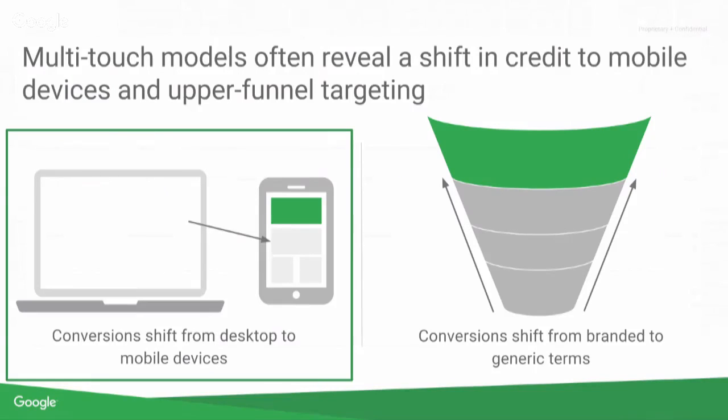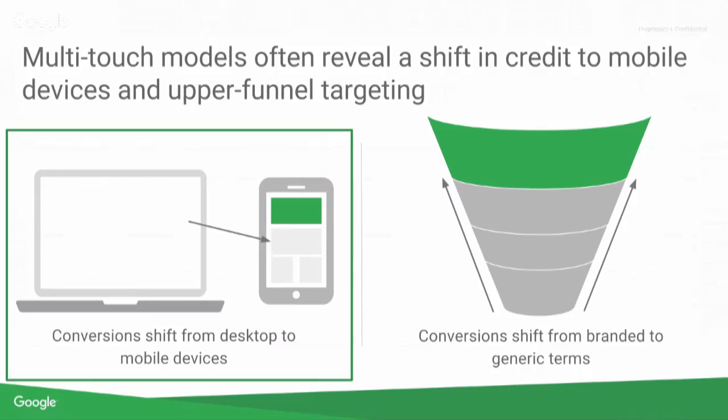And last week, we talked about how you can act on this attribution data. You're going to notice a few things when you switch to a multi-touch attribution model. You're going to notice, one, a shift in conversions to your mobile devices, and two, a shift in conversions to your more generic campaigns. Now, this doesn't mean that these campaigns are all of a sudden converting a lot better. It just means that they're getting the value that they really deserve.